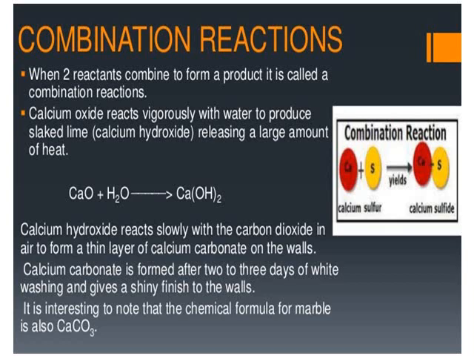Again, the calcium hydroxide so formed reacts slowly with carbon dioxide in air to form a thin layer of calcium carbonate on the walls. Calcium carbonate is formed after 2 or 3 days of whitewashing and gives a shiny finish to the walls. It is interesting to note that the chemical formula for marble is also CaCO3.